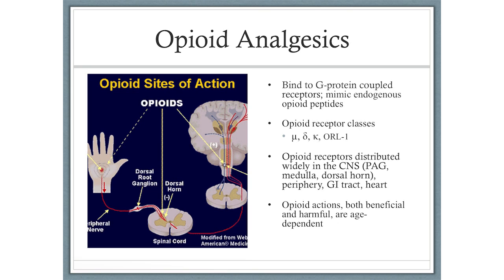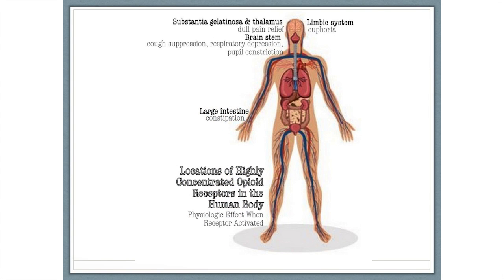endorphins. There are several opioid receptor classes, and these receptors are distributed widely throughout the CNS in the periaqueductal gray area, the medulla, the dorsal horn, and also in the periphery. The locations of the opioid receptors throughout the body account for the variable responses when the receptors are activated. So opioid receptors in the limbic system account for the euphoria that can be associated with opioids.